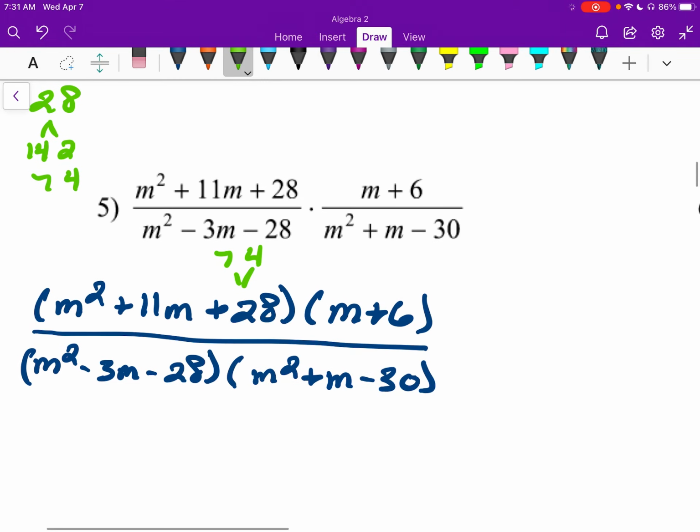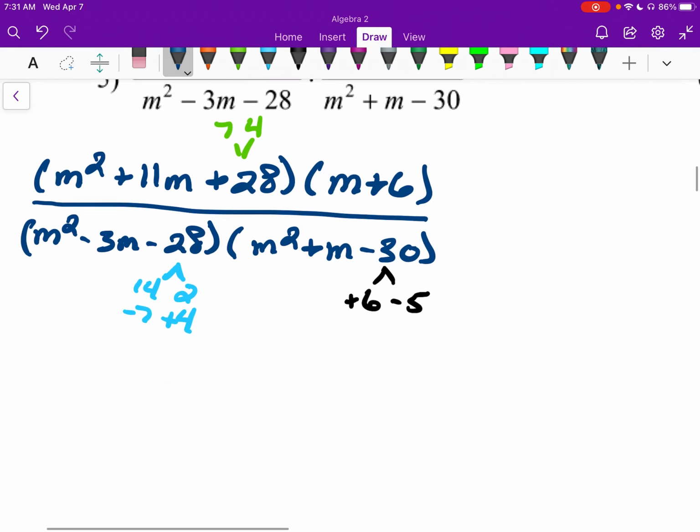Let's look at the denominator. That way I can write it all together. 28. What would that give me? 14 and 2 would go into that. 7 and 4. It's going to be the 7 and 4. It'll be a negative 7 and a positive 4, right? Lastly, we have our negative 30. That one's a little bit easier. That will be a positive 6 and a negative 5.